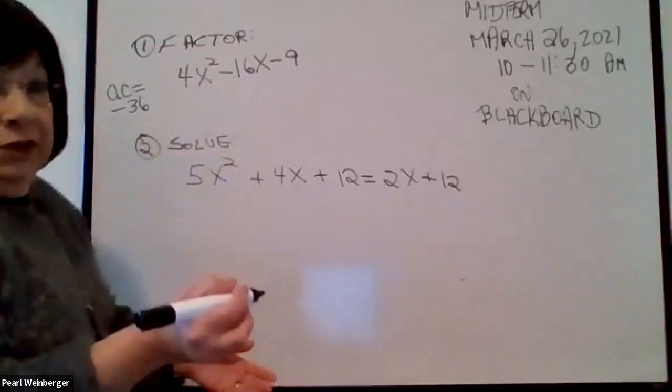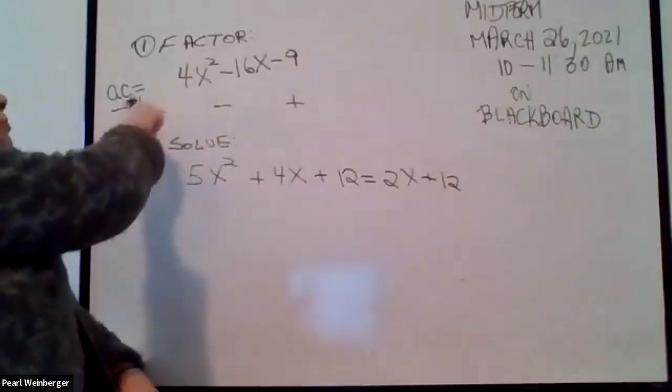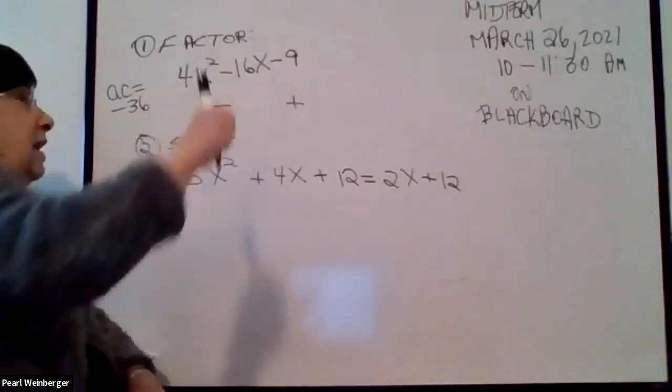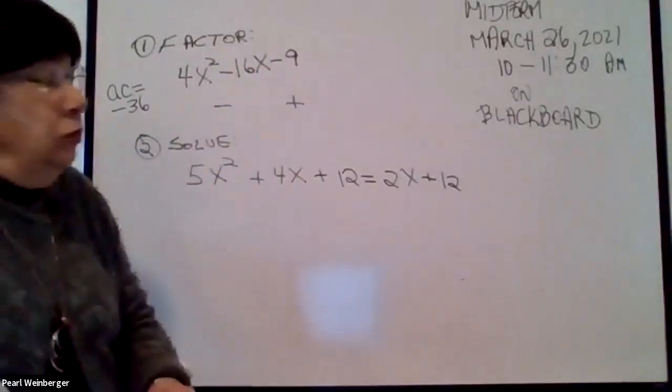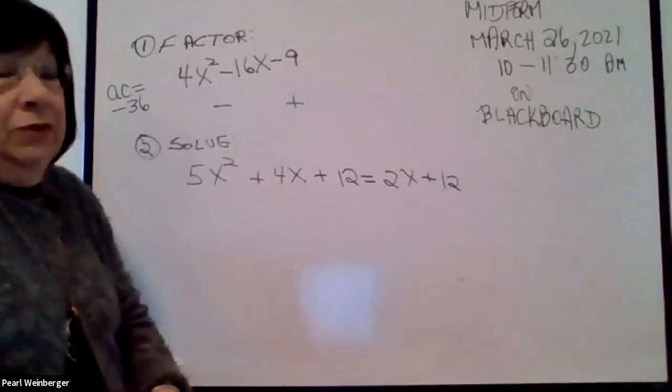That the bigger number will be negative, and the other number is going to have to be positive. In other words, we're going to have a negative number and a positive number. And since the middle is negative, the larger number is going to be the negative. Well, what numbers are you going to pick? I'm going to pick 2 and 18.